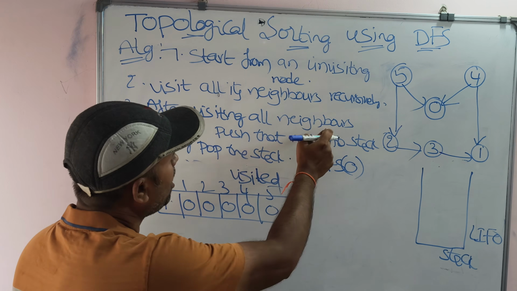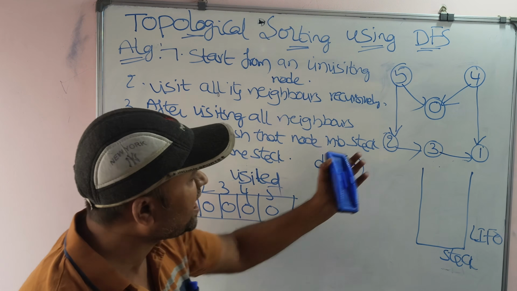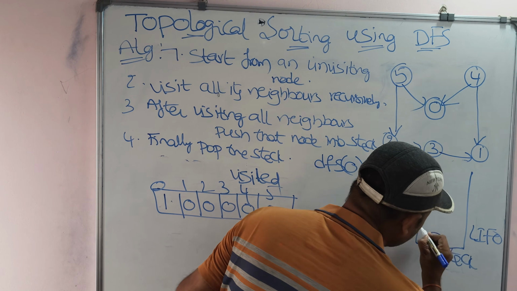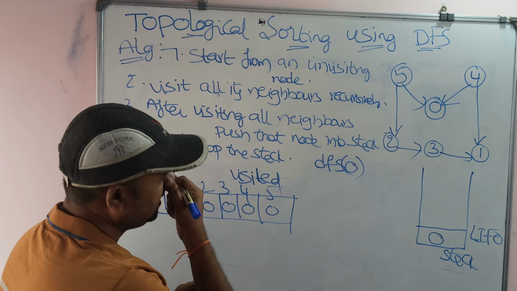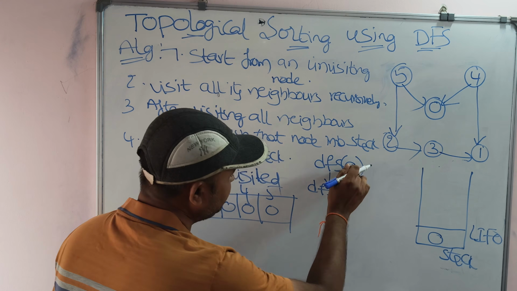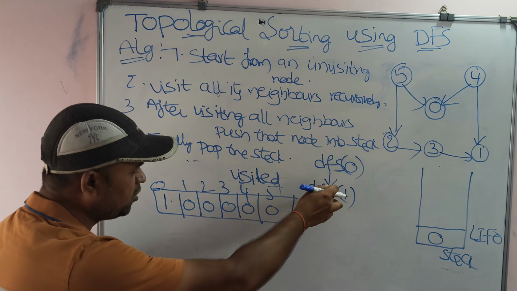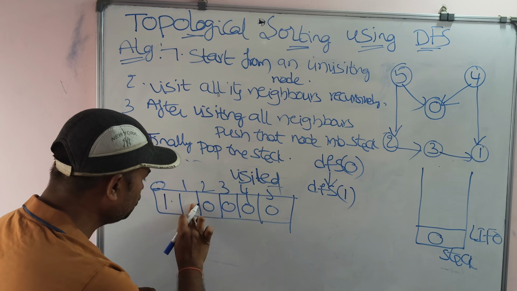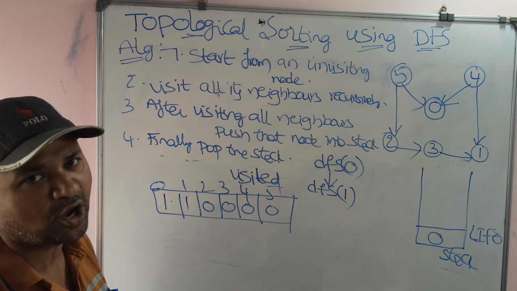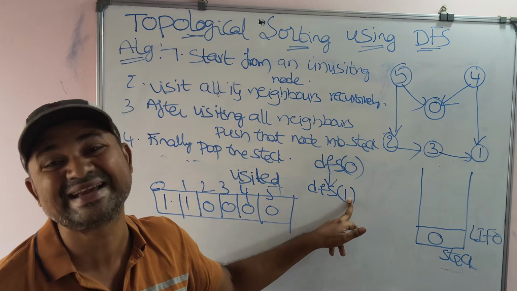What is the next point? After visiting all the neighbors, push that node into the stack. Here there are no neighbors for 0, so we push 0 onto the stack. Next we call the next function. DFS of 0 is over. Next is DFS of 1. So now we are calling 1 and we change its status to 1. Vertex 1 is visited now. Now visit all the neighbors of vertex 1 recursively.